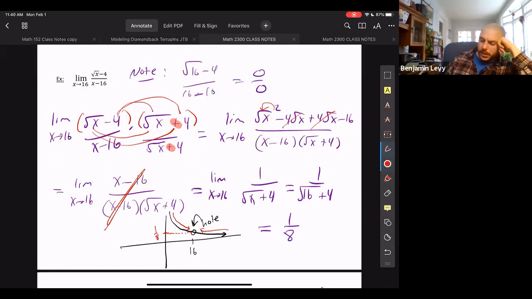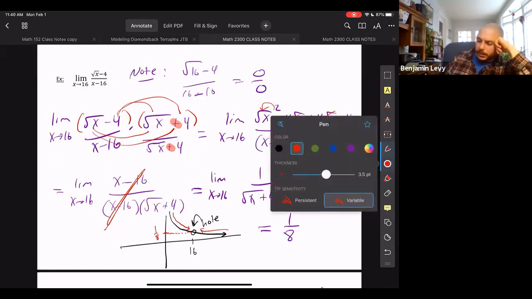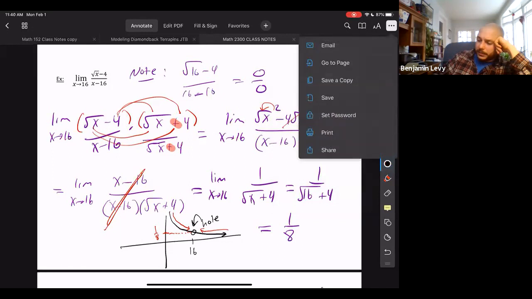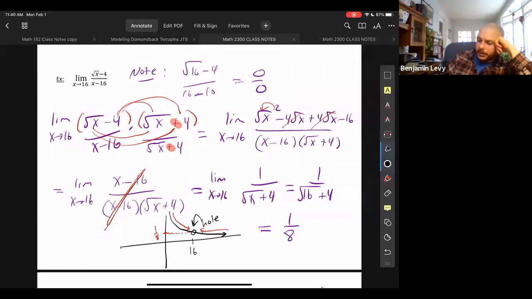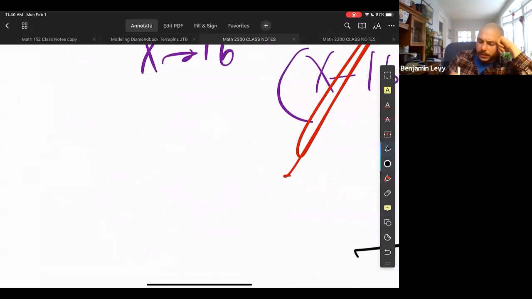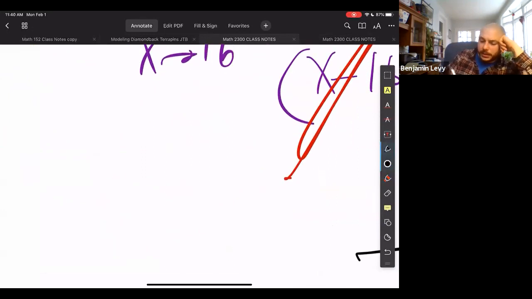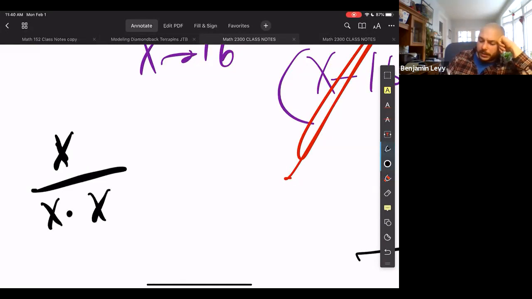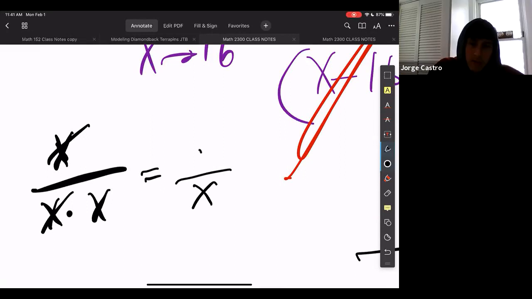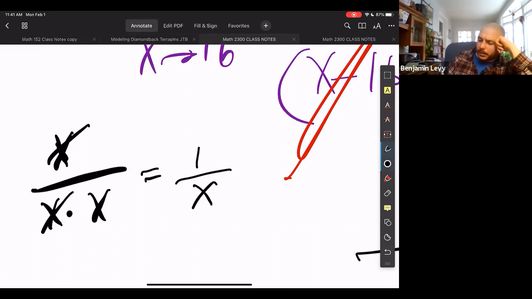So let me do a quick explanation down here. Let me just zoom in right here and do it right here. You had something like x over x times x, and one of those cancels, right? You still have one on the bottom, but what are you left with on the top? What would you write on the top? It's not 0, right? It becomes a 1 up here.